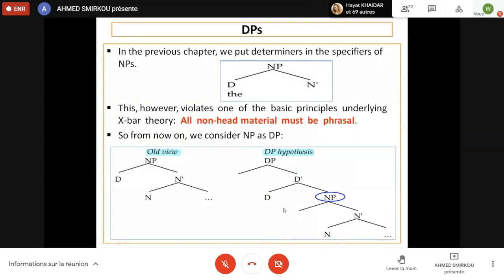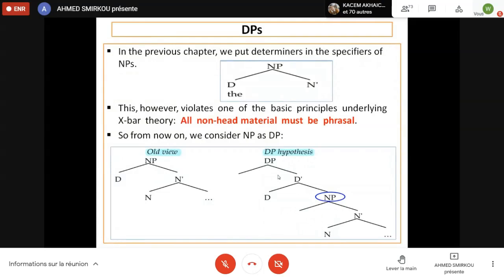Suppose that we have just "men." So we are going to write DP, D bar, D zero bar, D one bar, D zero bar. We have nothing here. And then in NP, N bar, noun, then you write "men." When you have just "men," you should start with DP, D bar, D zero bar, NP, etc. Which means whenever there is a noun phrase, whether you have the determiner or not, you should start with DP, D bar, etc. Okay? So now it's clear.